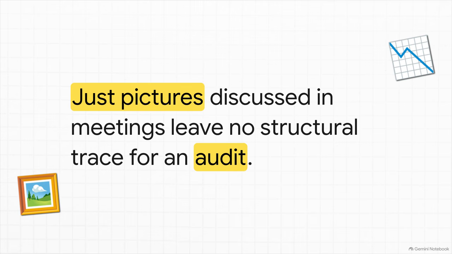The final widespread failure mode is architecture reduced to pictures talked through in meetings. While a nice diagram is helpful for a presentation, static pictures completely fail interpretability requirements because they leave no structural trace for an auditor, or an AI agent for that matter, to traverse. Just having pictures is essentially the null implementation of describing a system architecture. What we actually need is a structure where the diagram is a queryable view of data.